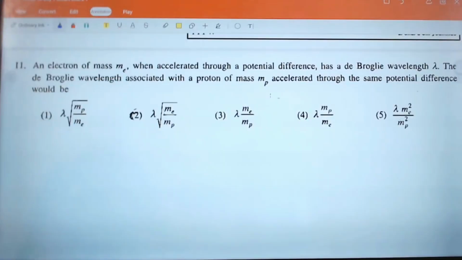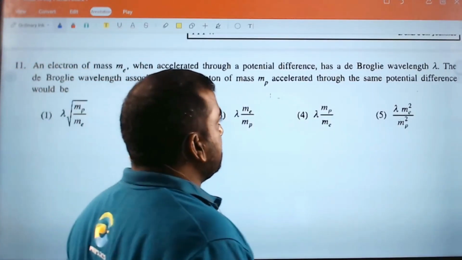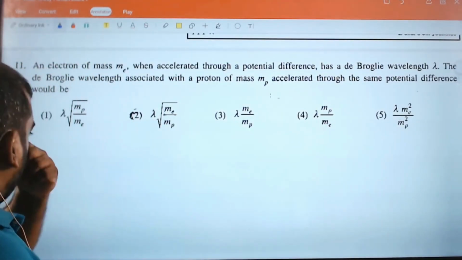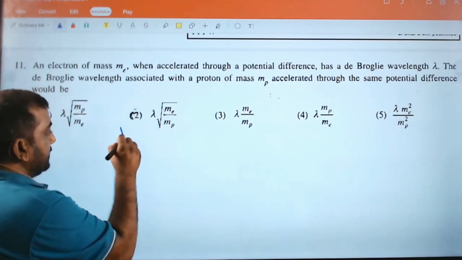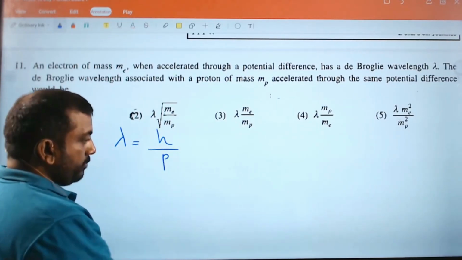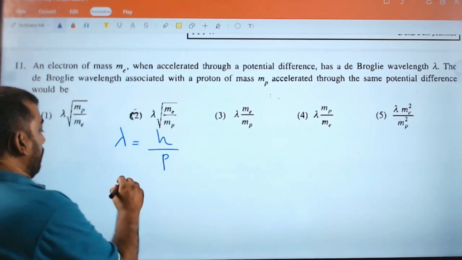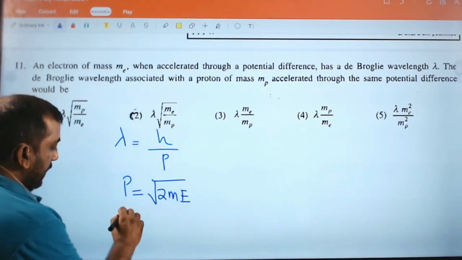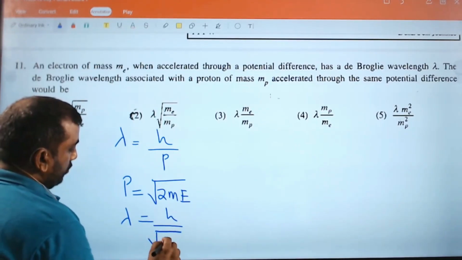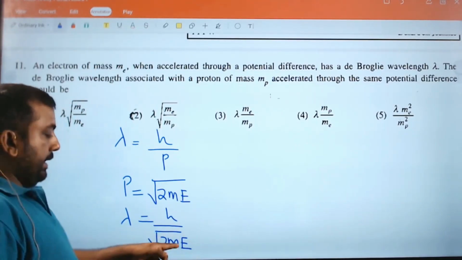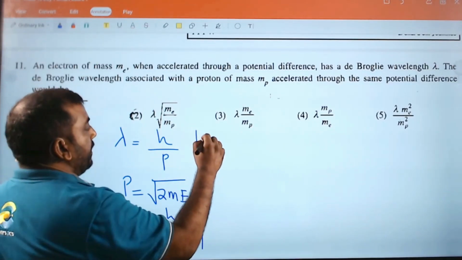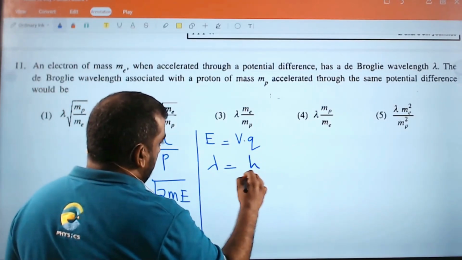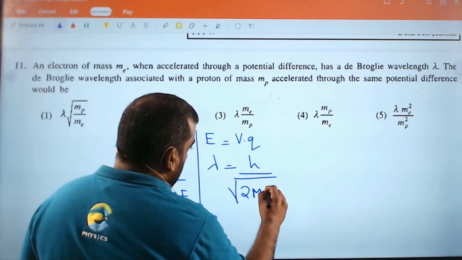An electron of mass me when accelerated through a potential difference has a de Broglie wavelength lambda. The de Broglie wavelength associated with the proton, right? So normally lambda is equal to h over momentum. Momentum is equal to square root of 2mE. Now this is in mechanics, very famous relationship. So lambda is equal to h over square root of 2mE. E is kinetic energy. Kinetic energy you can write as potential difference into charge. So lambda is equal to h over square root of 2 m V q.